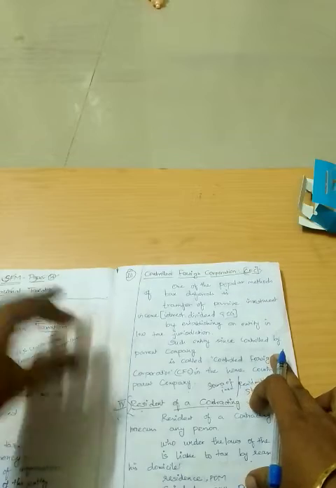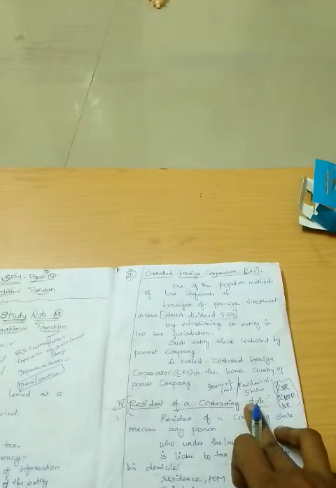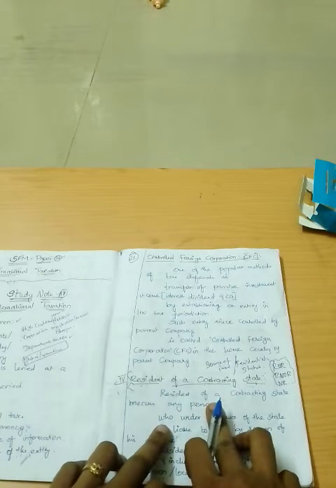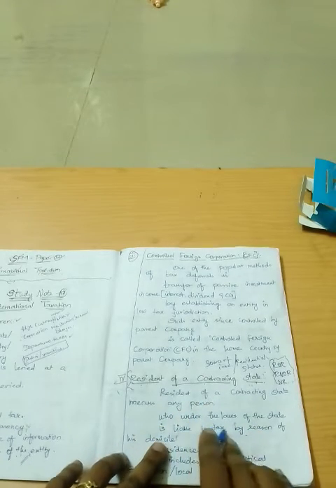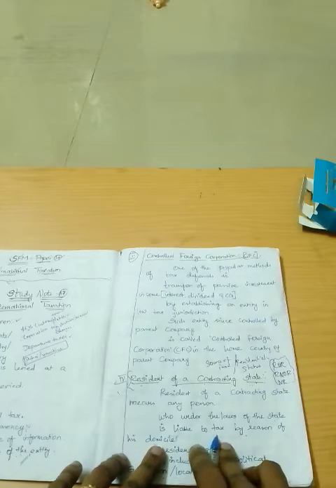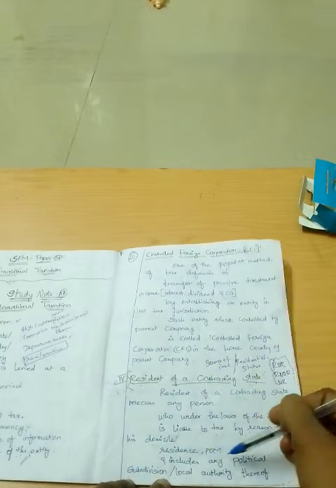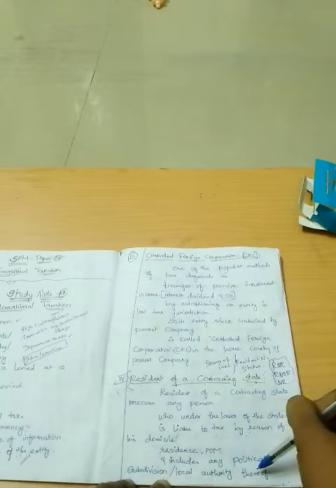What have we understood till now? Resident of a contracting state: what does it actually mean? A person is a resident of a contracting state who under the laws of the state is liable to tax by reason of his domicile, residence, place of management, and includes any political subdivision or local authority thereof.